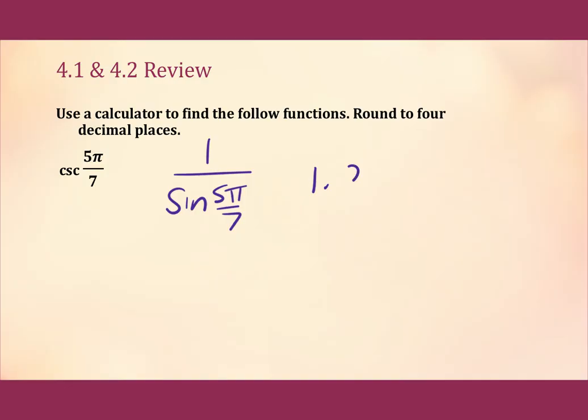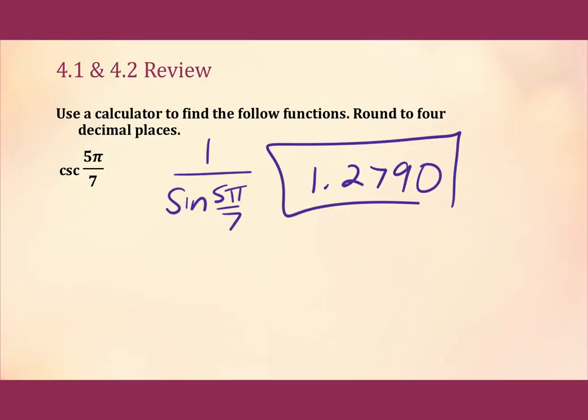And I get 1.279, 4 decimal places, so 1.2790. Questions? Okay, so everything that's on your quiz was basically on one of those two things.